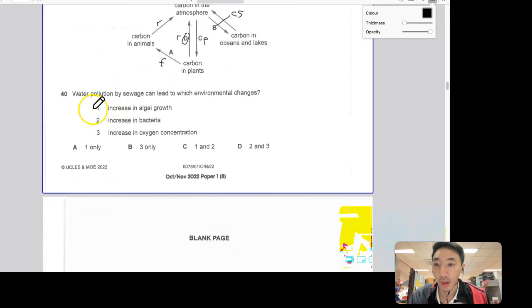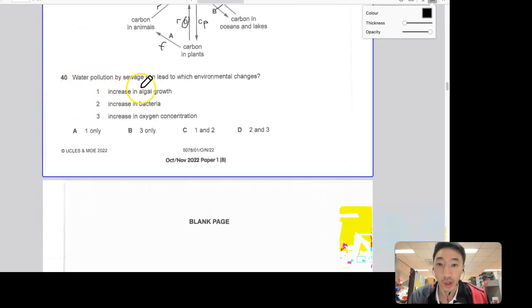Okay, last question. Water pollution by sewage can lead to which environmental changes? First of all, if the sewage contains a lot of fertilizers, that will lead to algae growth. Remember that algae are also plants, so they also grow because of the fertilizers. So when there's too much algae, it causes eutrophication, the plants in the water die, the fish in the water die. That will then lead to an increase in the bacteria in the water, because the bacteria are feeding on the dead parts of the fish and the plants. So there'll be a lot of bacteria in the water. Will there be an increase in oxygen content? No, there's in fact a decrease. So the answer is 1 and 2. So that's the answer over here.